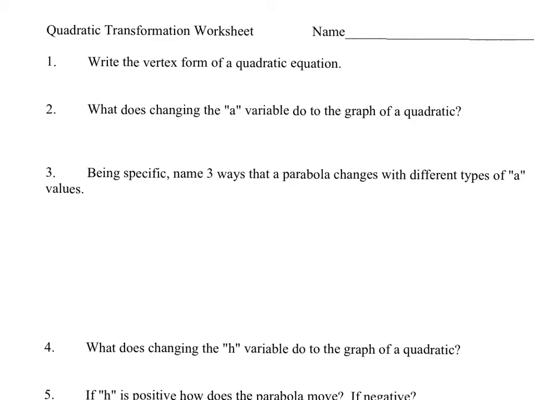This video discusses your quadratic transformation worksheet. You are to answer the following questions based on the notes that we took the day before in class. So the first question, just to review, is to write the vertex form of a quadratic equation. Remember that the vertex form of a quadratic equation is given by the following equation. f(x) = a(x - h)^2 + k.